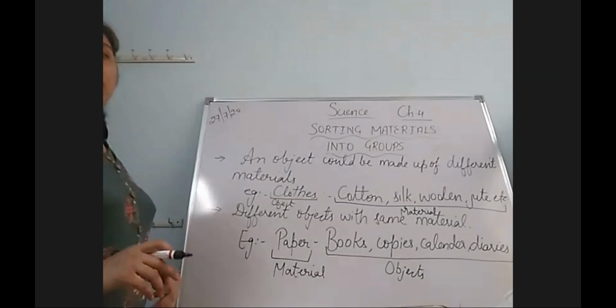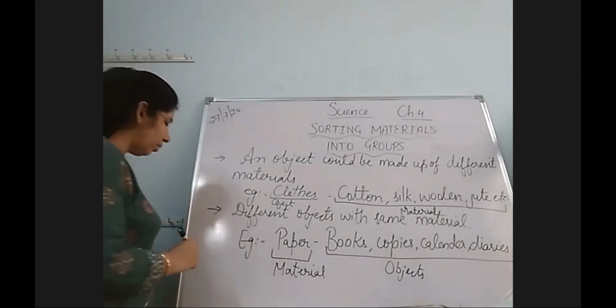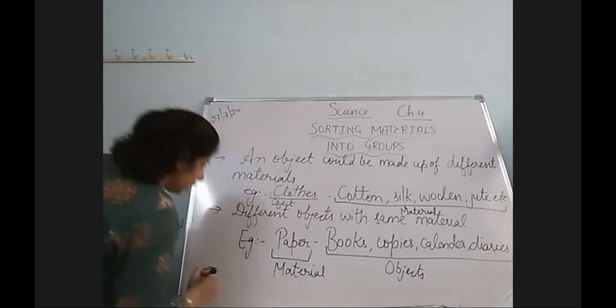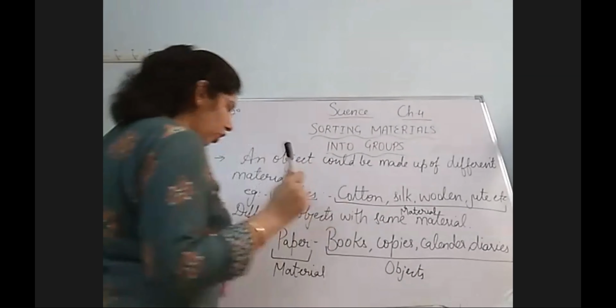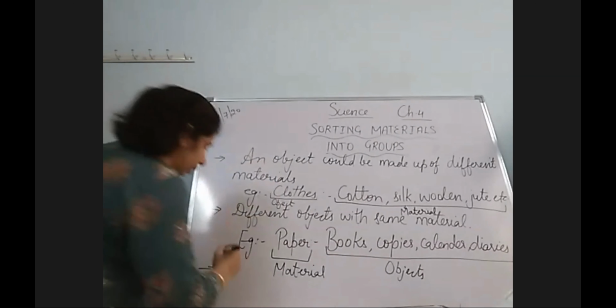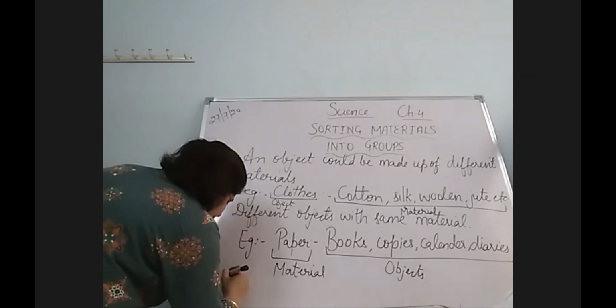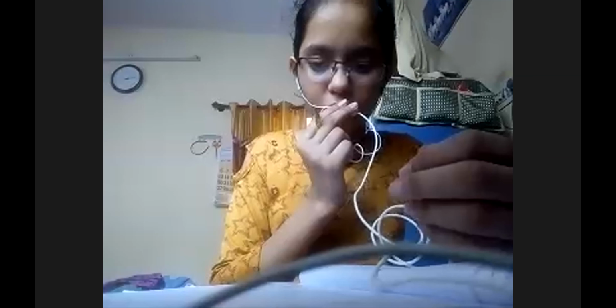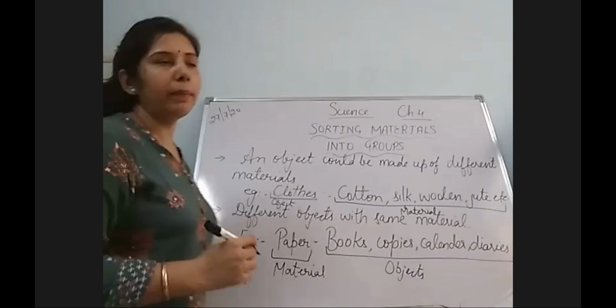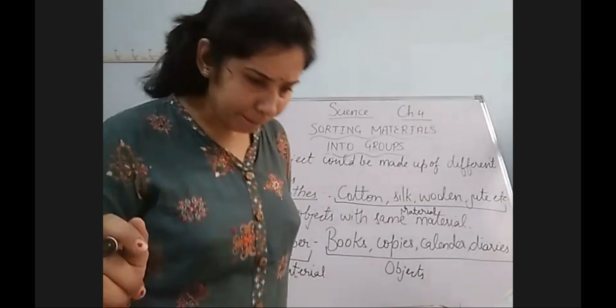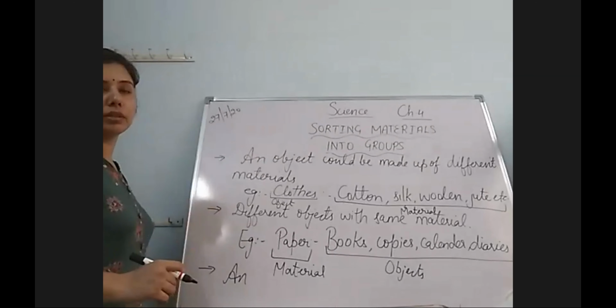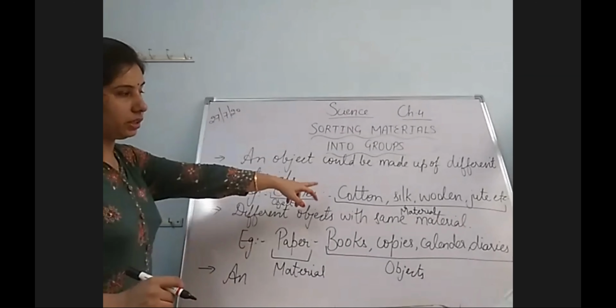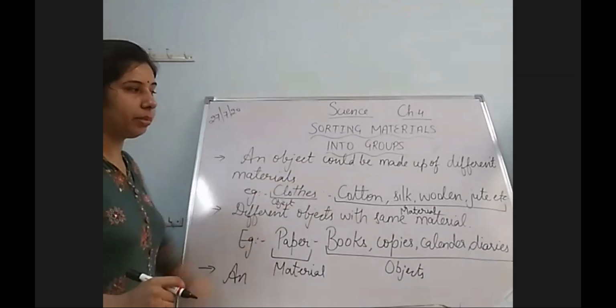Okay, so now let's discuss one more point. See, ab main discuss karne wali hu jab hum mix merge karte hai, right? One object with combination of material. Ma'am, cloth is an object or material? Cloth is an object. And materials are cotton का भी बना हो सकता है, silk का भी बना हो सकता है, ठीक है? Yes, ma'am.